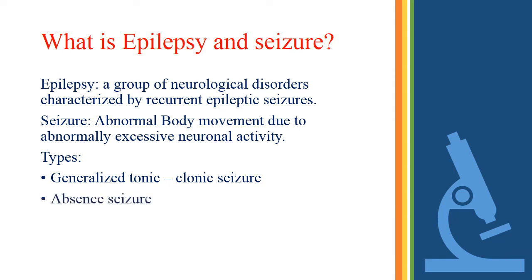We have what's called absence, which is colloquially called the stare. We have focal, as we said, only a small area, so the patient will have focal abnormalities in his body. And myoclonic, which is colloquially called a jerk or a startle. Just memorize the names.